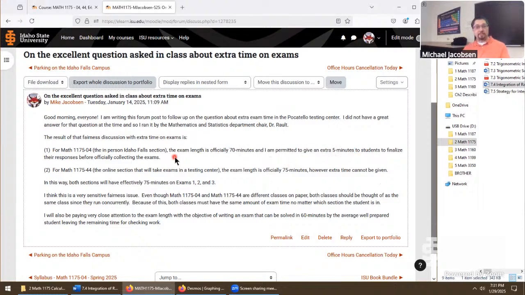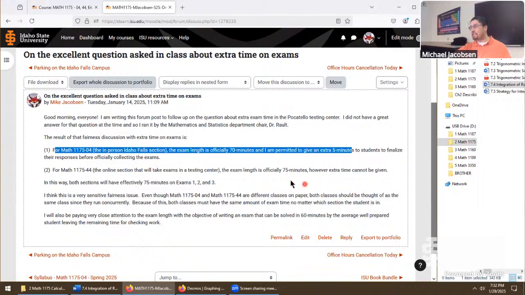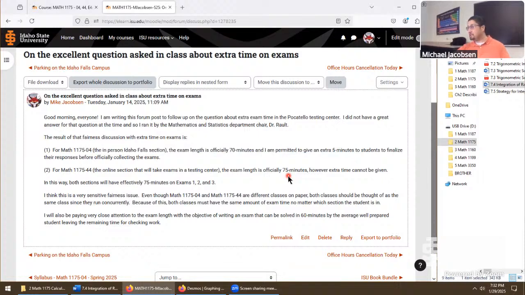But for the people who are coming in through Zoom, the online section 44, it's an in-person exam as well. It has to be in a testing center. That's tricky if I'm effectively giving 75 minutes here. I have to make it 75 minutes in the testing center just out of fairness, because those testing centers do not give extra time. It's right down to the minute. They're very specific on the times there.